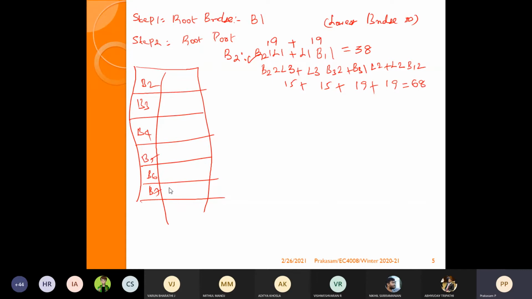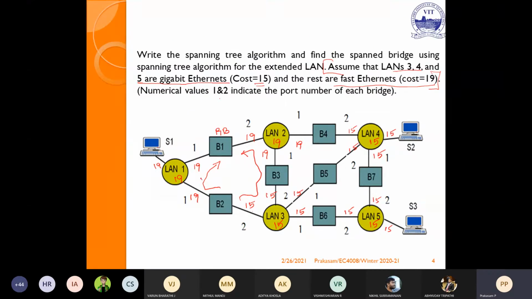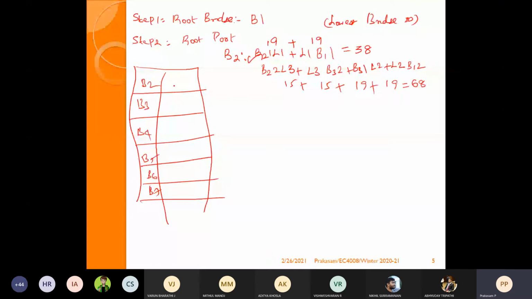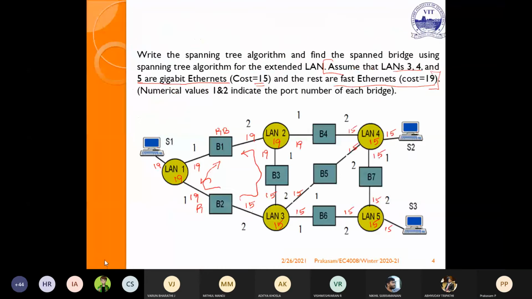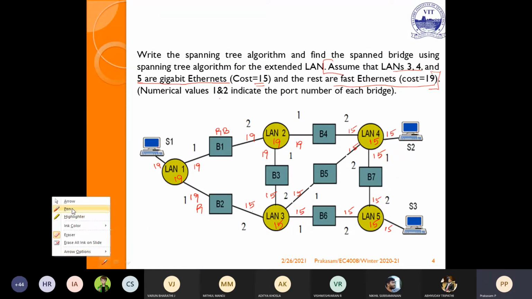So this is the root port for bridge B2. Which one? This one. So B2 1, this is the root port. Kindly mark it as R in the diagram. So for B2, port 1 is the root port. Any doubt? Okay. Next. In a similar way, I am going to compute the root port for the remaining bridges.